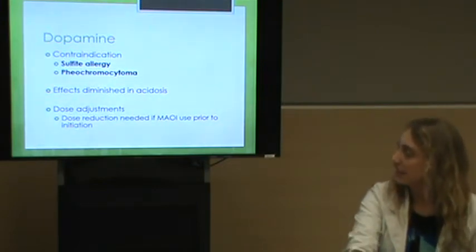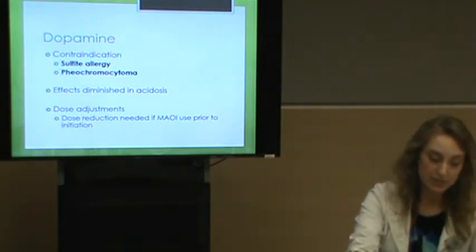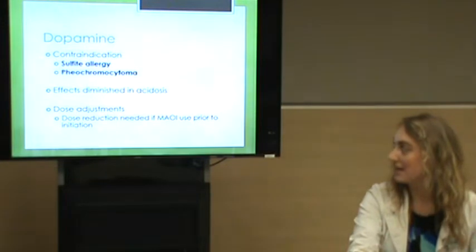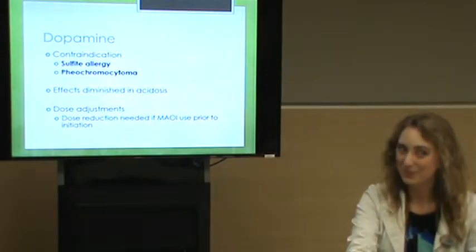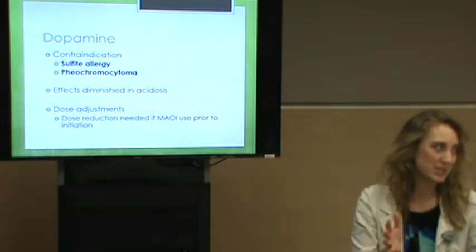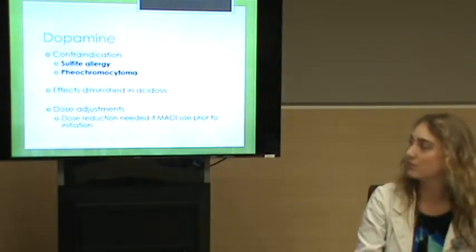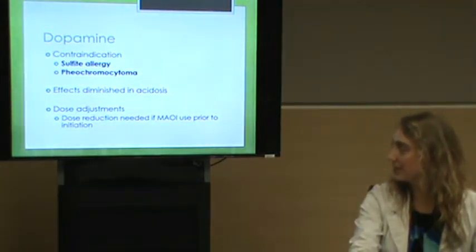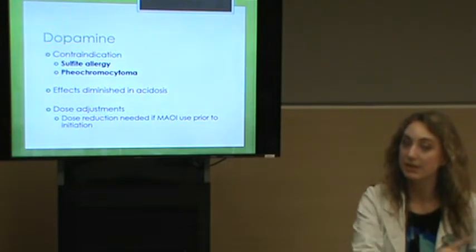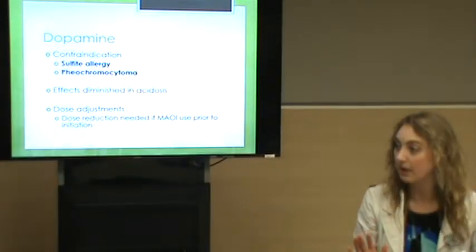Something else that's important is that the effects of dopamine are diminished if the patient has acidosis. So you might end up needing to increase your dosing of dopamine, which again gets a little weird because you're having to shoot at a different dosing range, so that could affect the way that your medication is going to work for the patient. The other important thing is that dose reduction is needed for MAOIs, and that was something that we noticed in epinephrine and Levophed as well, that there is an MAOI interaction.